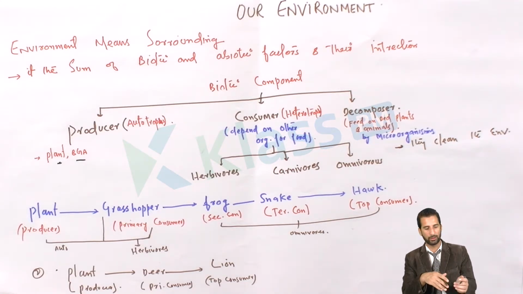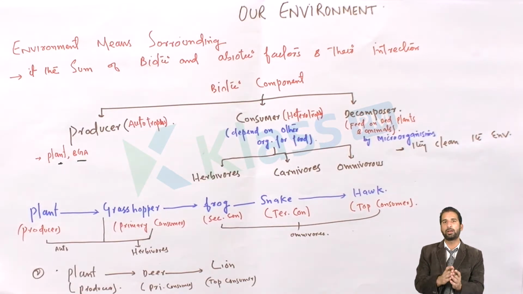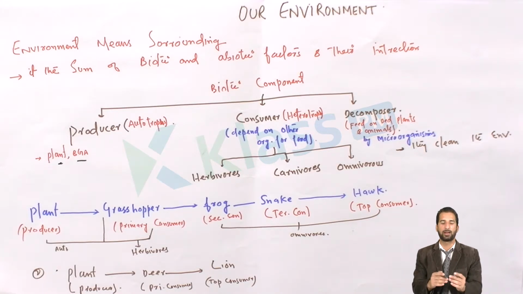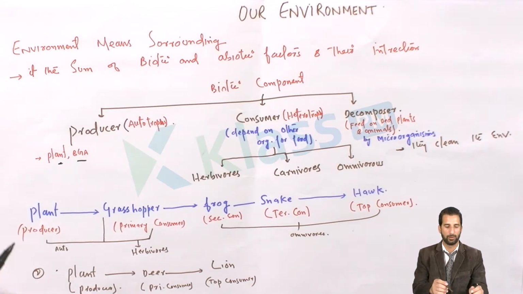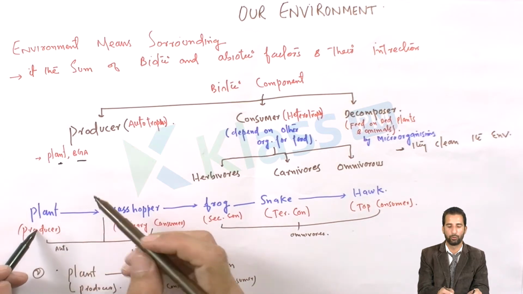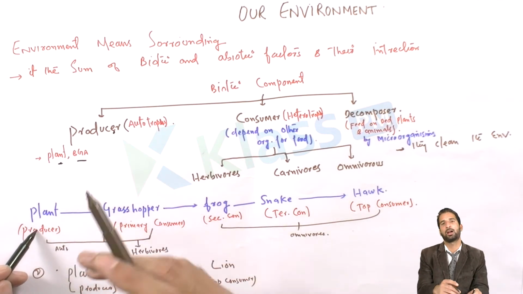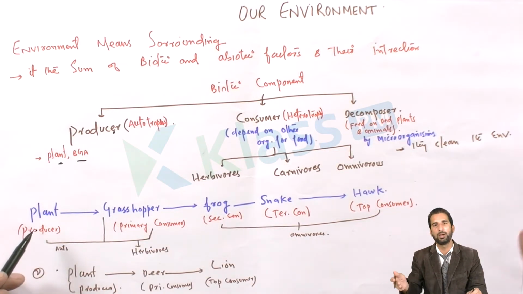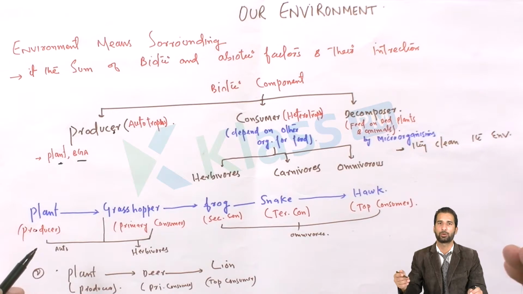So I have given here a brief example of how biotic and abiotic factors are interrelated. This is briefly described with the help of this example. One is a plant. Plant is the producer. Here, see, plants have the ability to synthesize their own food. They can manufacture their own food with the help of the process of photosynthesis.